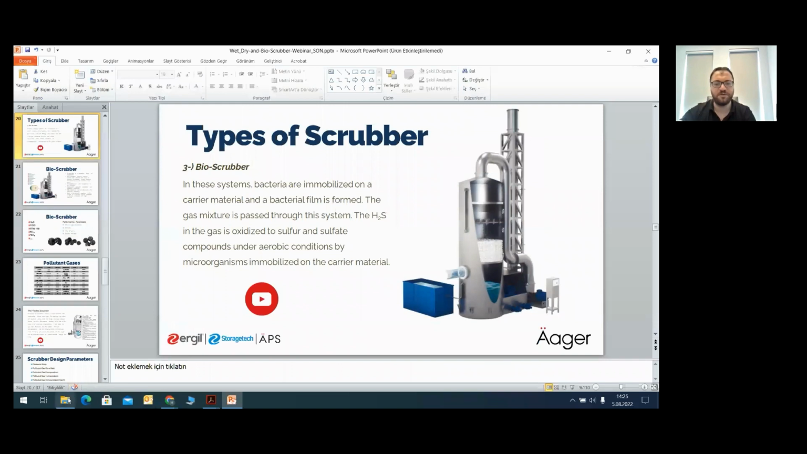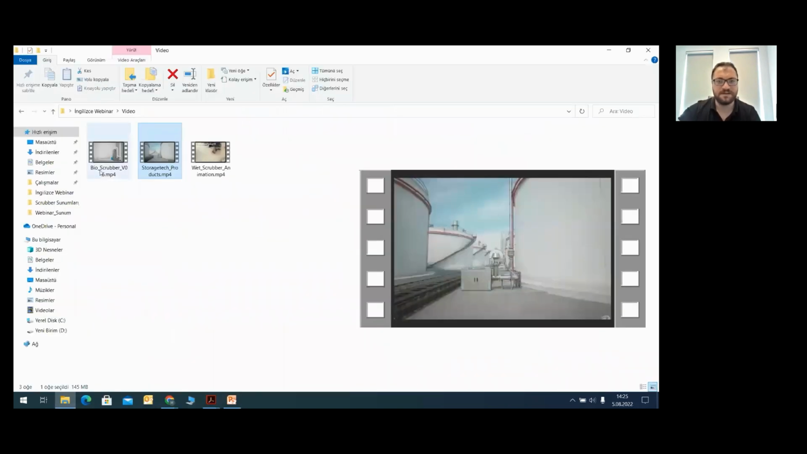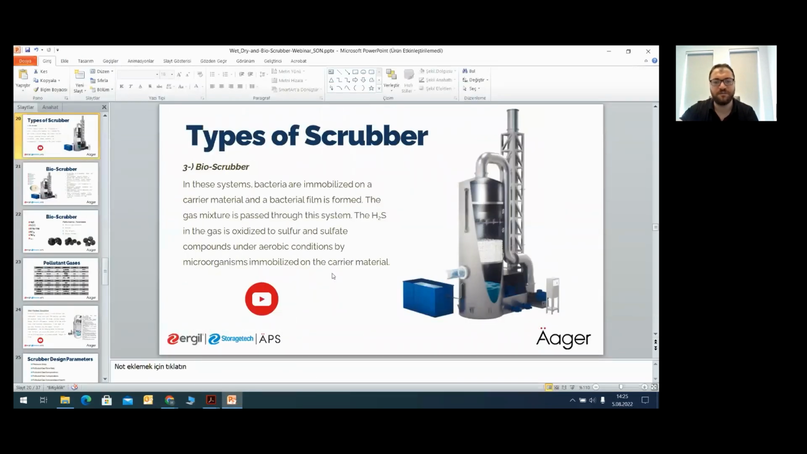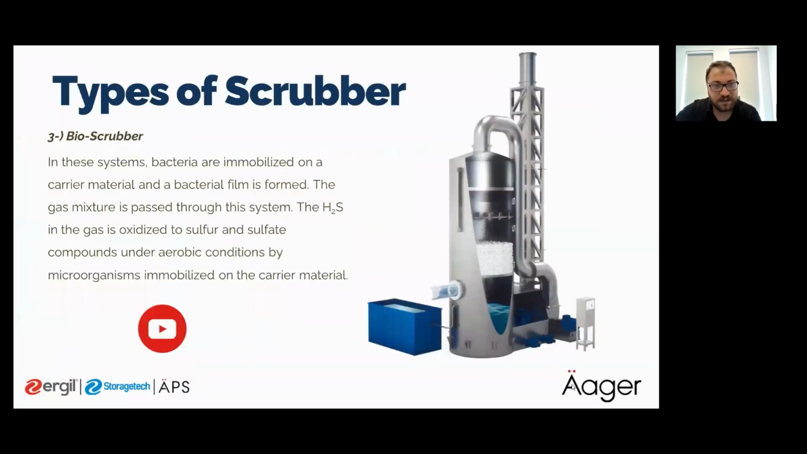Before the video, there's another question about bioscrubbers. Maybe you can answer that after the video too. But the question is, can a bioscrubber be used as a deodorizer in wastewater treatment plants?